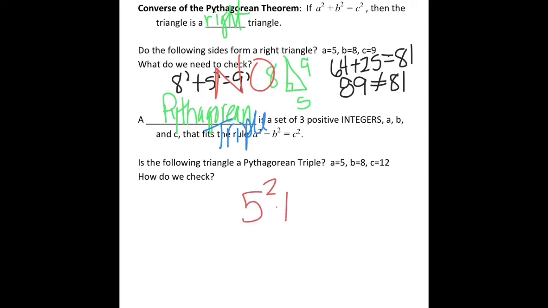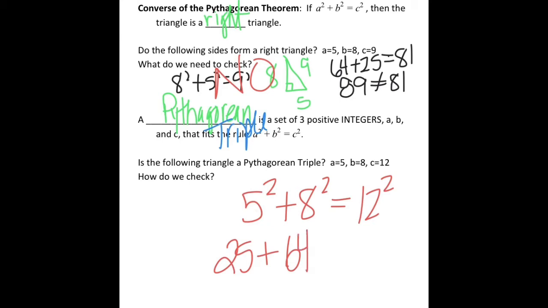So is 5 squared plus 8 squared equal to 12 squared? Let's check and see if this is a Pythagorean triple. Well, 25 plus 64 is 89. 12 squared is 144, and those are not equal to each other. Remember that a Pythagorean triple is made from three positive integers, so it's not going to be a decimal.